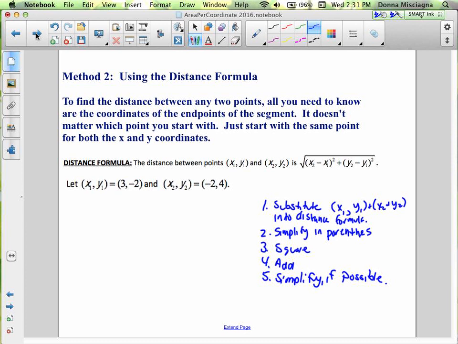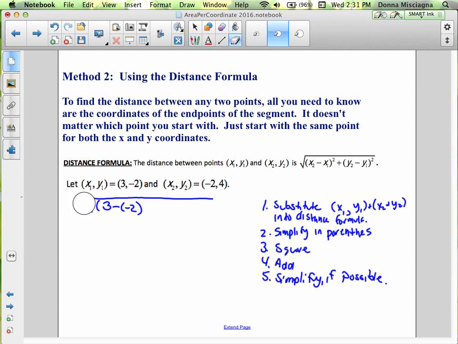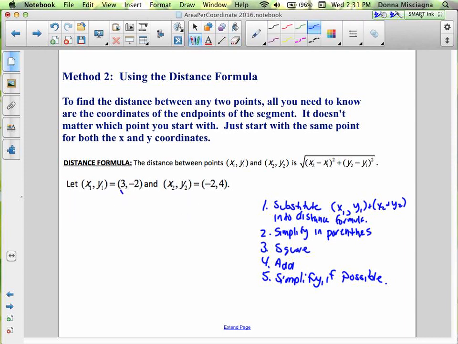I just arbitrarily said x1, y1 was going to be 3, -2, and x2, y2 is going to be -2, 4. But it doesn't matter. Like the slope formula, it doesn't matter who you start with. Just be consistent. So to find the distance, we're taking the square root of the difference between the x coordinates, 3 minus -2. Oh, actually, I may as well label it the same way as I have it over there. So this is x1, y1. This is x2, y2. So in other words, if I'm going to keep to what I have over there, this would be -2 minus 3 squared plus 4 minus -2 squared.